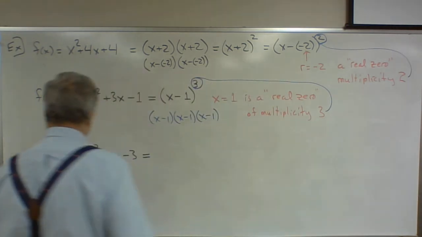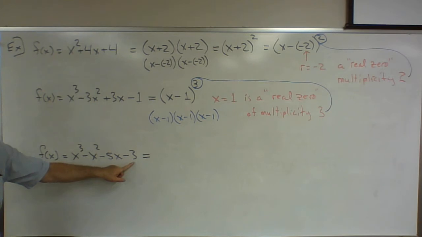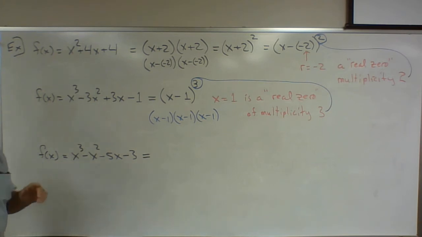Let's try plus 1. I plug plus 1 in here and I get 1. Minus 1 is 0. Minus 5 is negative 5. Minus 3 is negative 8. Well, I sure didn't get 0 that time. Let's try plugging in negative 1. Negative 1 cubed is negative 1. Minus negative 1 squared is negative 2. Minus a negative 5.